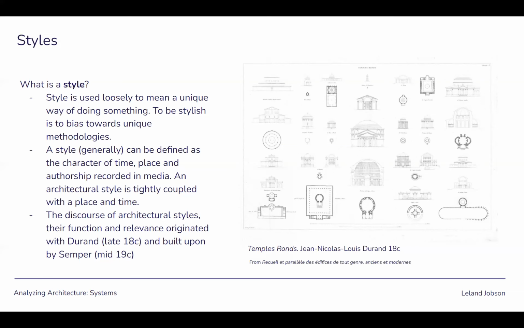So the discourse of architectural styles and their function and relevance has probably been going on for much longer than when it was recorded, but the earliest recording we could look at is Durand, and it was built upon by Semper. So these are the round temples plate. Durand made these amazing plates of these older buildings, so a lot of Roman architecture, just trying to figure out, well, how do I start to categorize and understand these architectures?